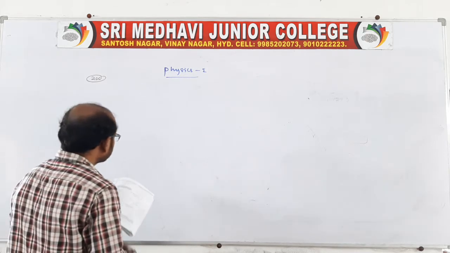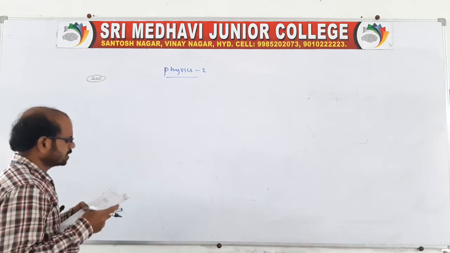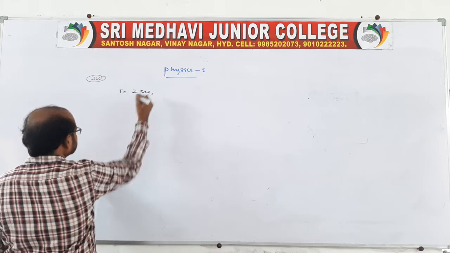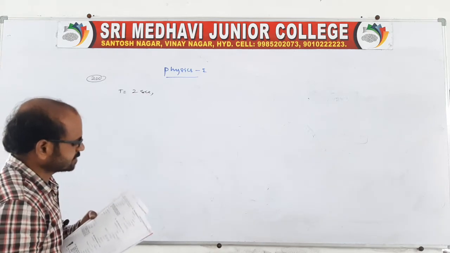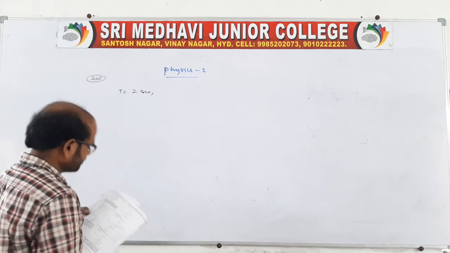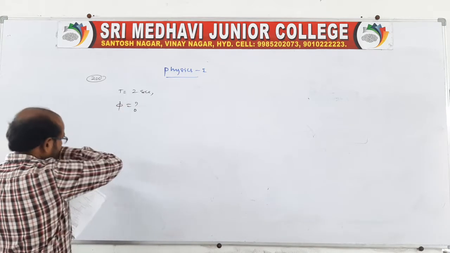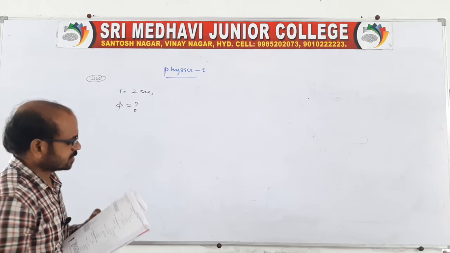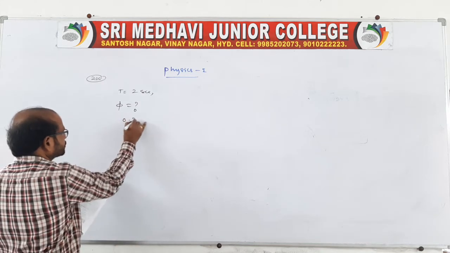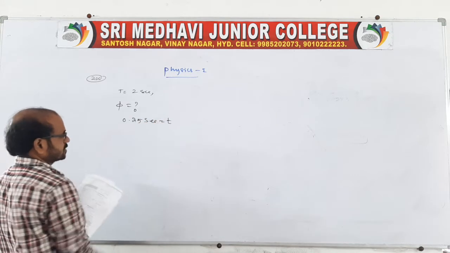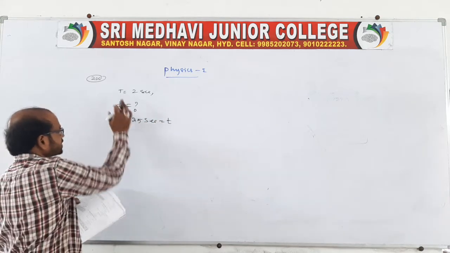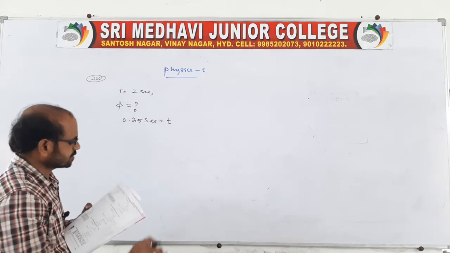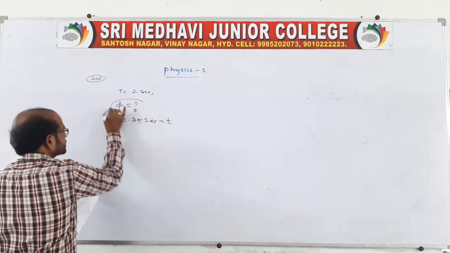See, a simple harmonic oscillator has a time period. The time period is given as 2 seconds. Clear? What will be the change in phase? It is asking for the phase, that is about pi. The change in phase after 0.25 seconds. See, I told you very clearly, the time period is different and the time is different. That is why the time is given as 0.25 seconds after leaving the mean position. What is the phase?